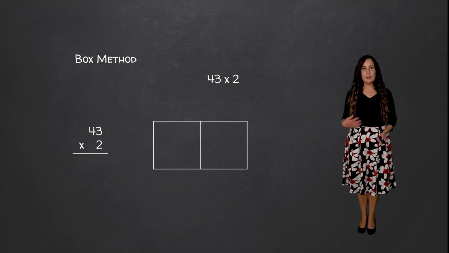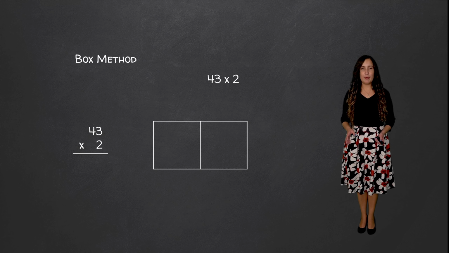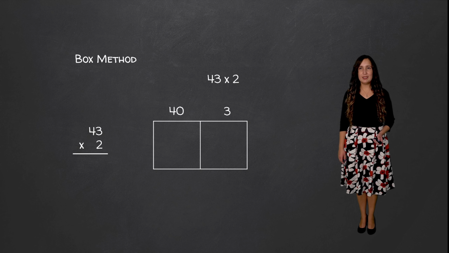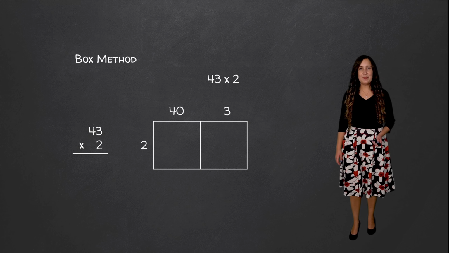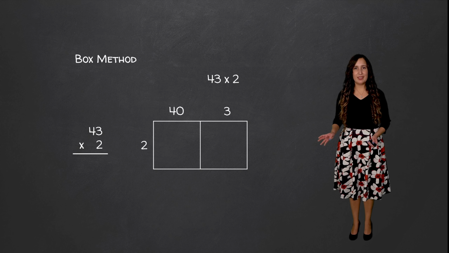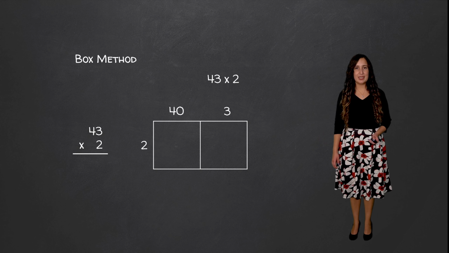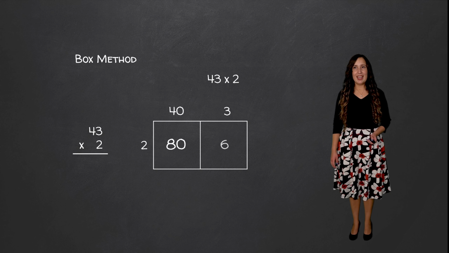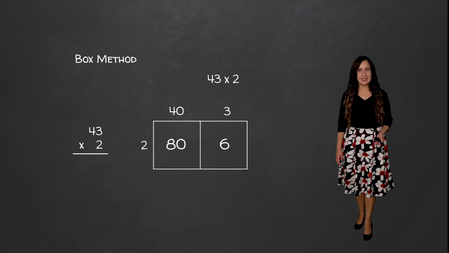And now we're going to take the 43, and the 4 in 43 represents 40, and the 3 in 43 represents 3, so we're going to write that out on the top because those are 2-digit numbers, okay? And then the 2 is just 2, so we're going to write that out. And now we're going to take the 2 and multiply it by the 40 and by the 3. So 2 times 40 is equal to 80, and 2 times 3 is equal to 6.